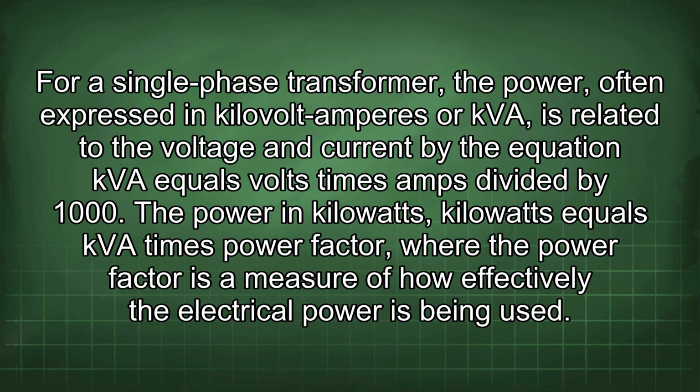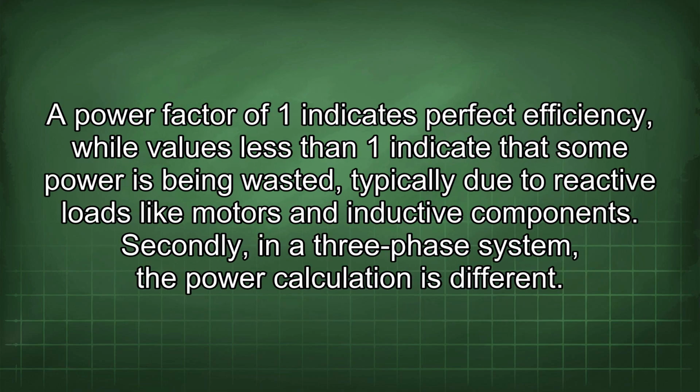For a single-phase transformer, the power, often expressed in kilovolt amperes or kVA, is related to the voltage and current by the equation kVA equals volts times amps divided by 1000. The power in kilowatts equals kVA times power factor, where the power factor is a measure of how effectively the electrical power is being used. A power factor of 1 indicates perfect efficiency, while values less than 1 indicate that some power is being wasted, typically due to reactive loads like motors and inductive components.